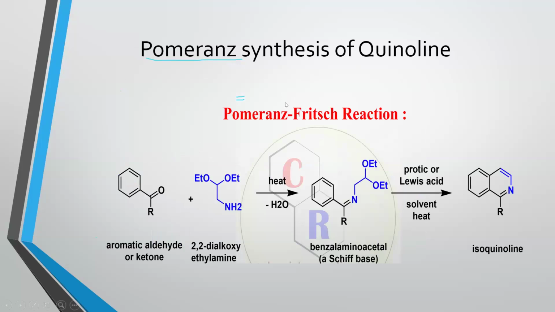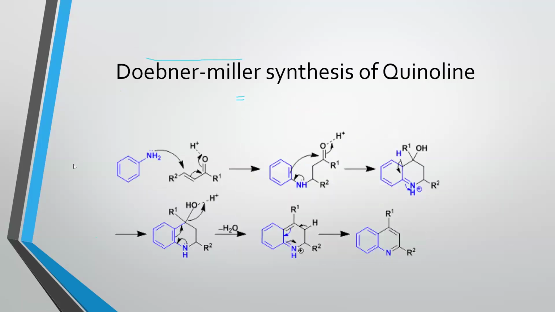Then we have the Doebner-Miller. So this one is Doebner-Miller. Now, Doebner-Miller and the Skraup synthesis are very similar. Again, I am repeating, very similar. In case of Skraup synthesis, what we use is only aniline. In Doebner-Miller also we are using aniline. But the other starting material in case of Skraup synthesis is acrolein.